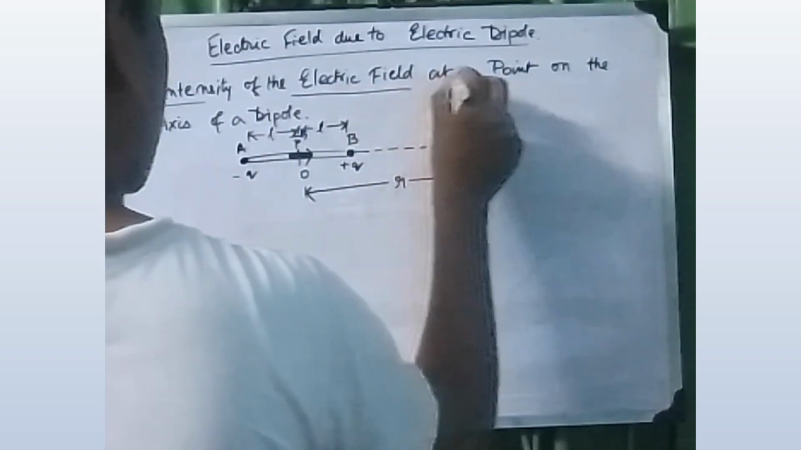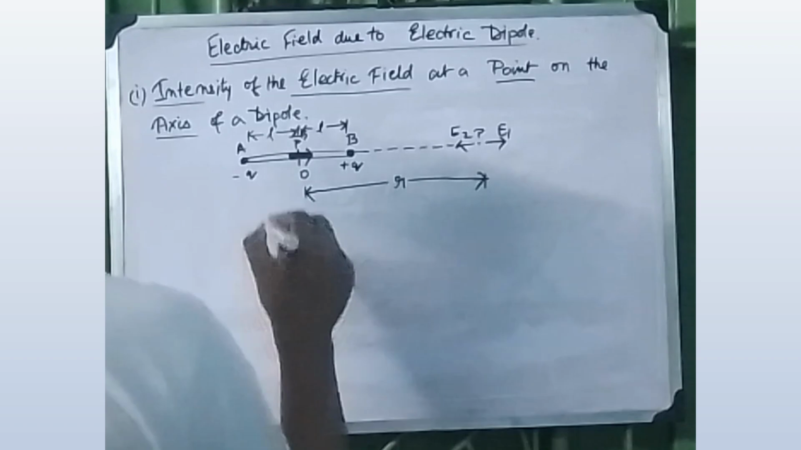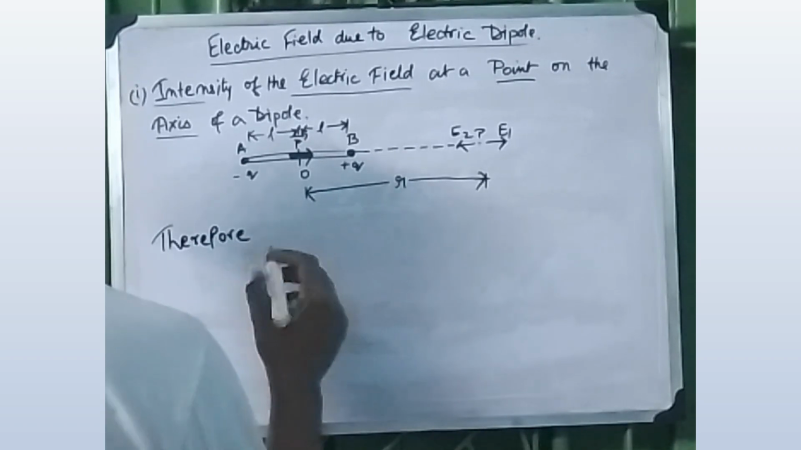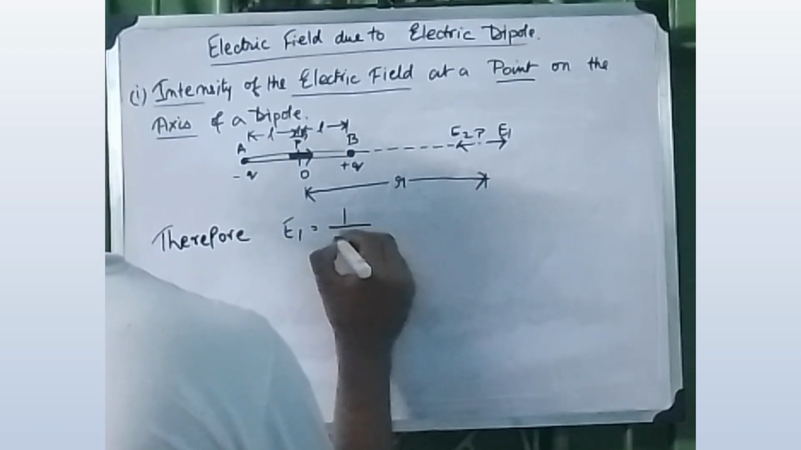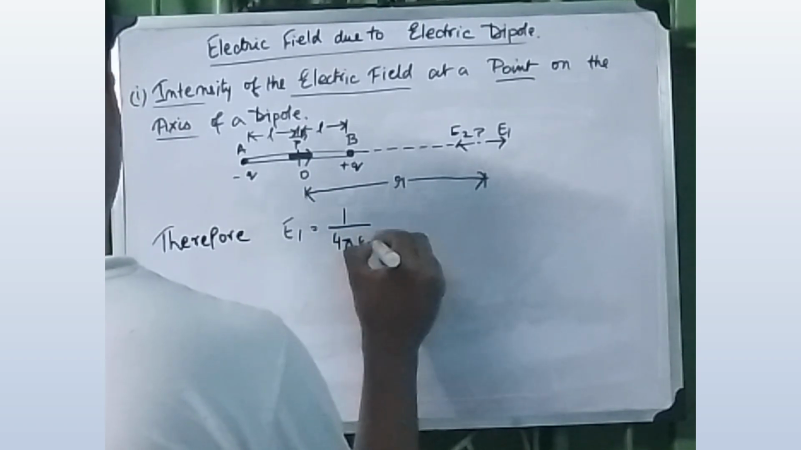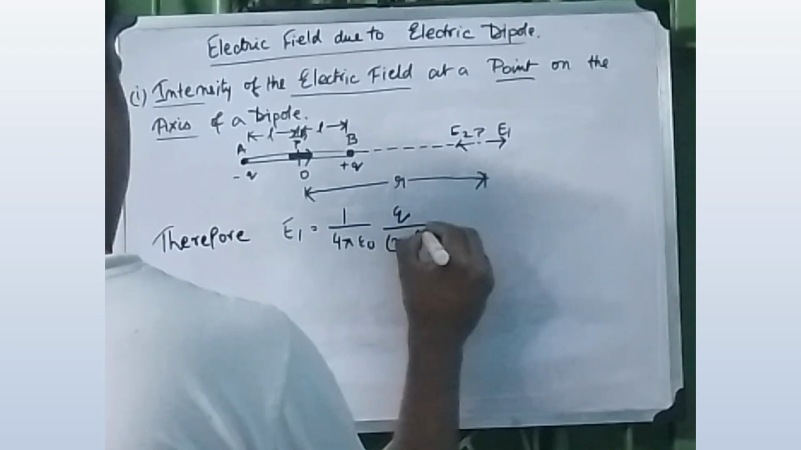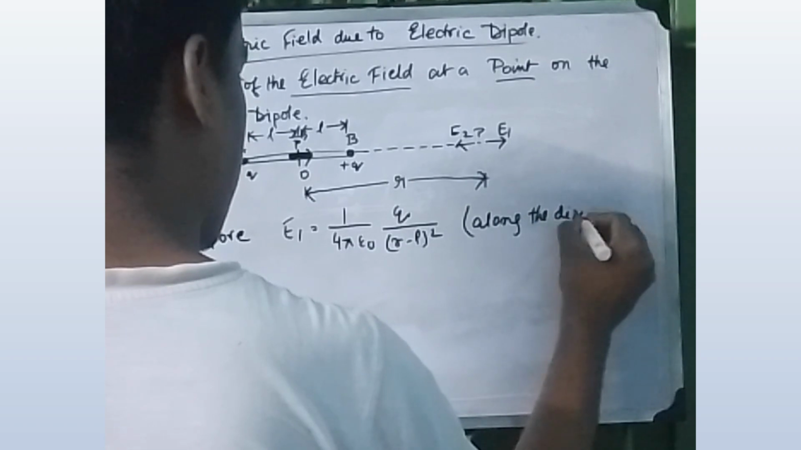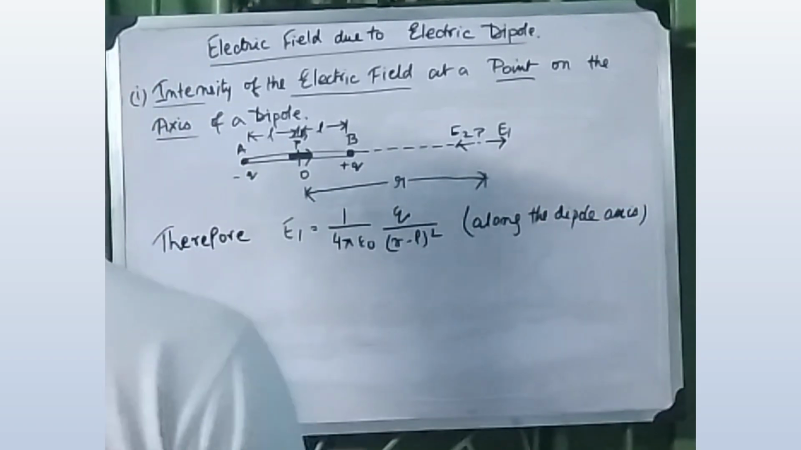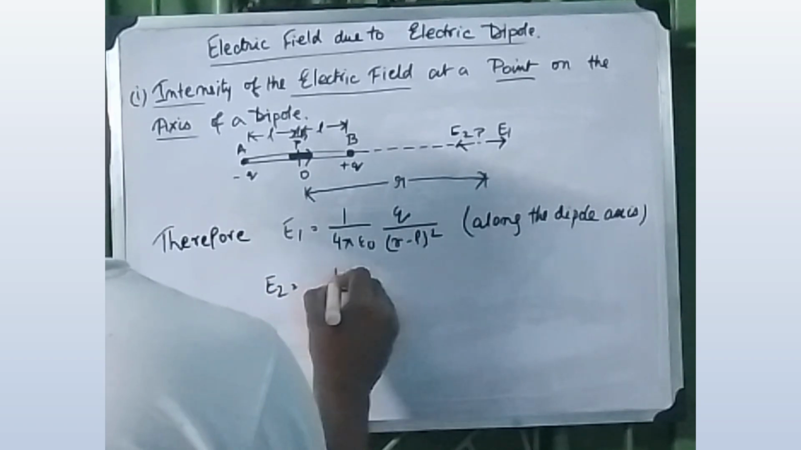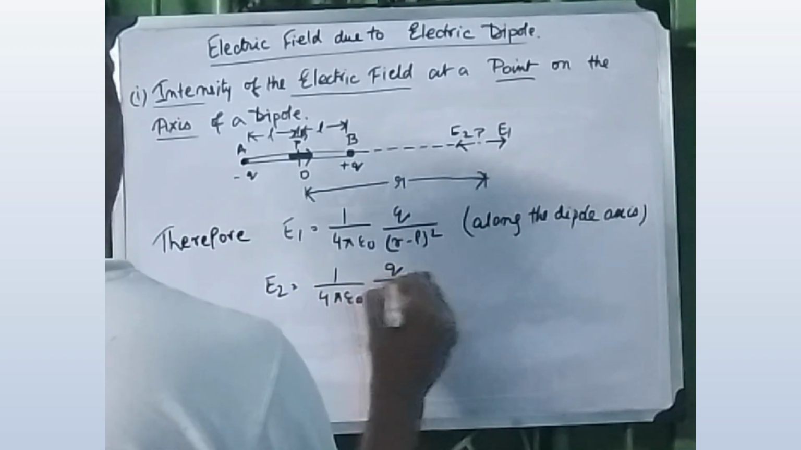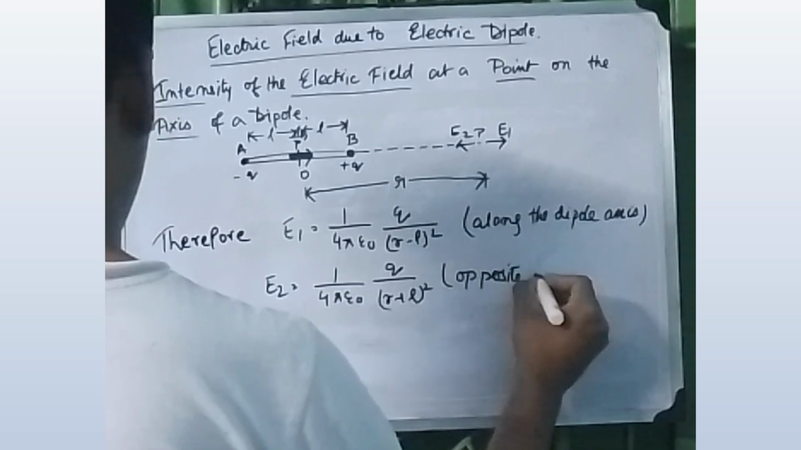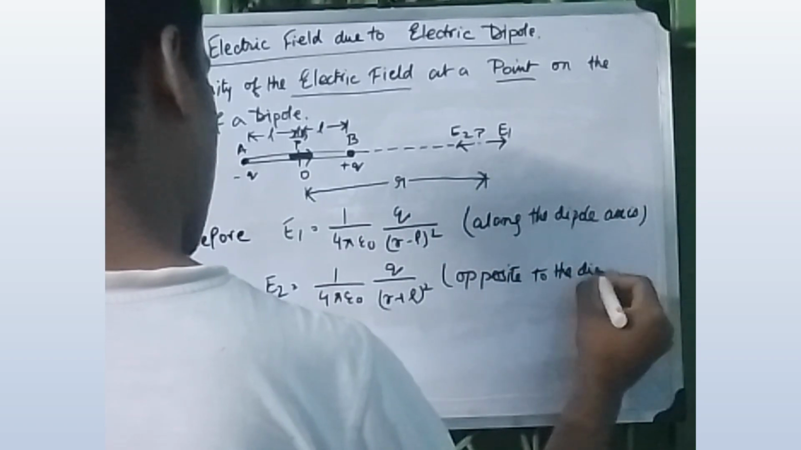Next we will find out the intensity of the electric field at a point on the axis of the dipole. Let us see it with the help of a diagram. We will take 2 points named as A and B, mark them as minus q and plus q. Then we will extend to a point known as P, with two fields known as E2 and E1. Therefore, E1 is the intensity along the dipole axis, which will be 1 by 4 epsilon naught q by (r minus l) whole square, and E2 will be 1 by 4 epsilon naught q by (r plus l) whole square, which is opposite to the dipole axis.